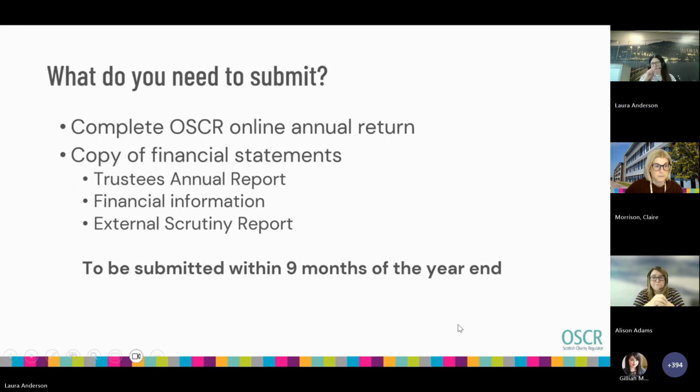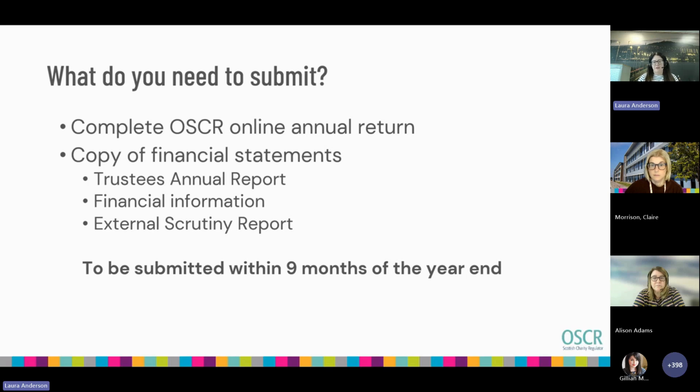So, first of all, what do you actually need to submit to us? Every year, you're required as a charity to complete the OSCR Online annual return, which asks you to complete some questions about the charity itself. With the annual return, the charity has to upload also a set of its annual accounts for the year, and that will need to include a trustee's annual report, financial information, and the external scrutiny report, and that will be the report from either your independent examiner or your auditor.